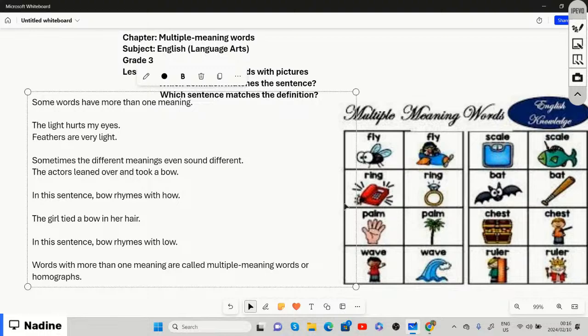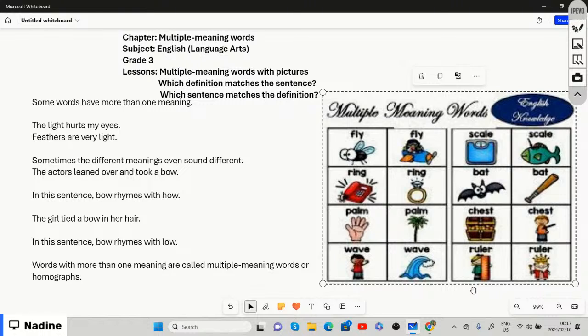All right, this picture is a bit blurry, but if we look at these pictures, right, these are multiple meaning words. It's like saying fly and fly, right? It's the same word, but they have different meanings. Because this fly is an irritating, buzzing insect, and then fly is like when you're in an airplane or a glider, so you're flying, right?